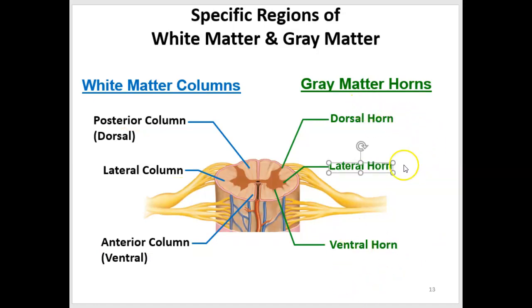So the gray matter is divided into horns, dorsal, lateral, and ventral. And the white matter is divided into columns, dorsal, lateral, and ventral once again. Or you can use posterior and anterior. Either way.